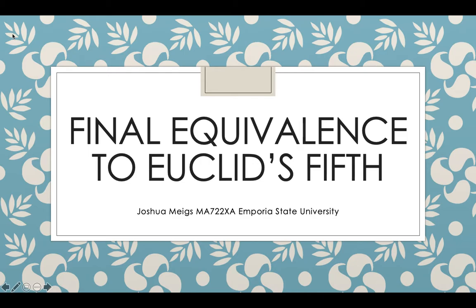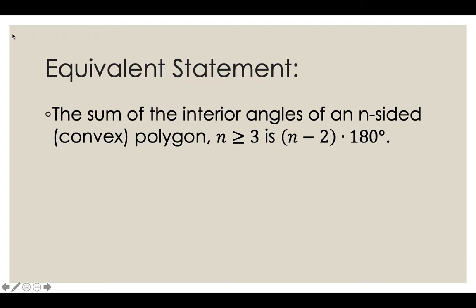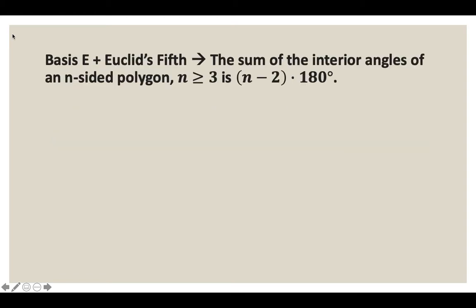I'm a student in MA 722XA, Non-Euclidean Geometry at Emporia State University, and this is my proof of an equivalence to Euclid's fifth. The statement I'm going to be proving that is equivalent to Euclid's fifth is that the sum of the interior angles of an n-sided convex polygon, with n greater than or equal to 3, is found by taking n minus 2, that quantity multiplied by 180 degrees.